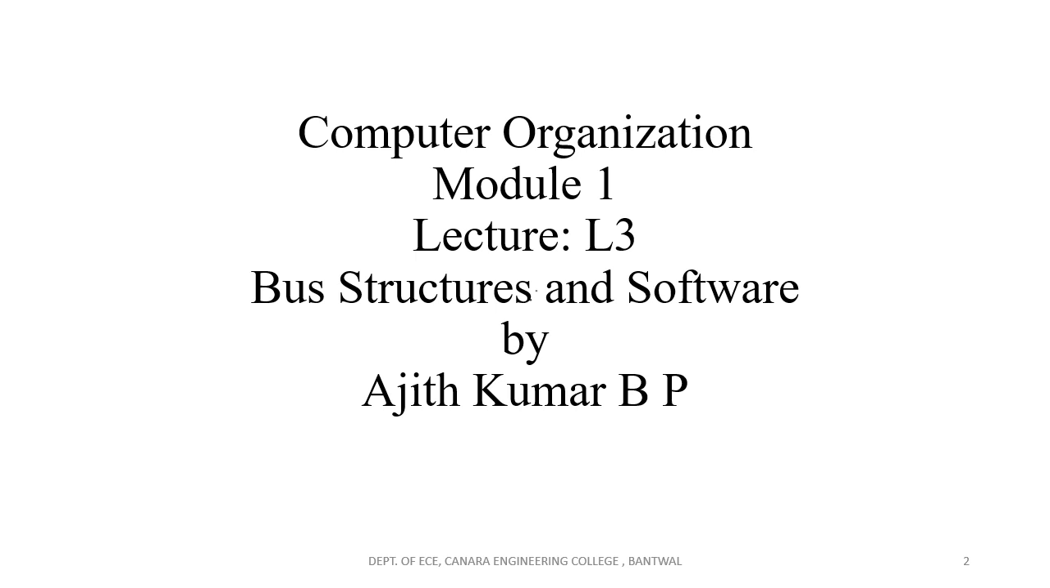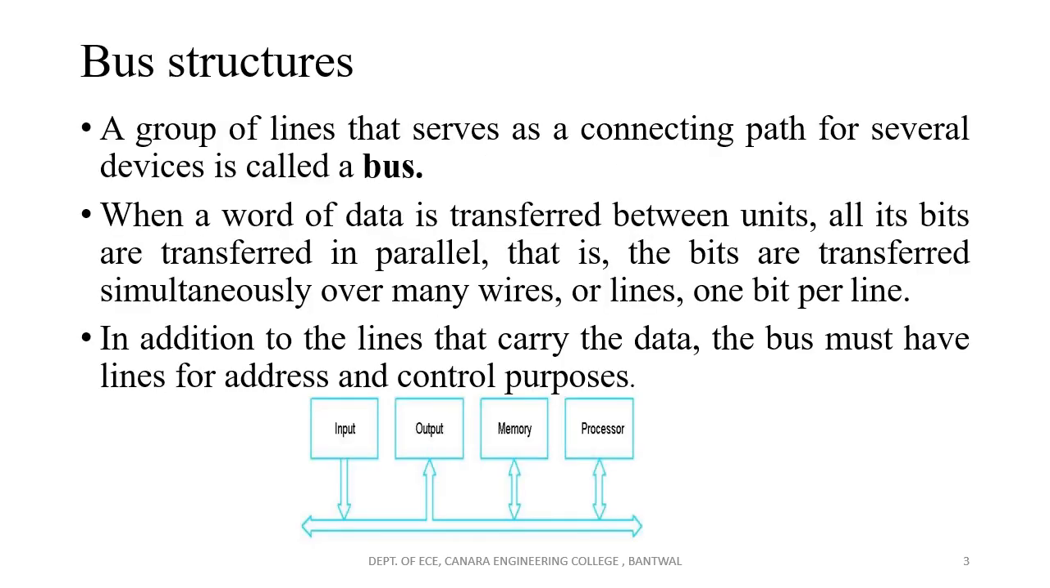Welcome to lecture 3 of module 1 of computer organization, in which we will be discussing the various types of bus structures and the types of software that are involved in a computer system. In any computer system, we know that speed is a primary criterion. As far as a computer system is concerned, we prefer a higher speed of data transfer or computation.